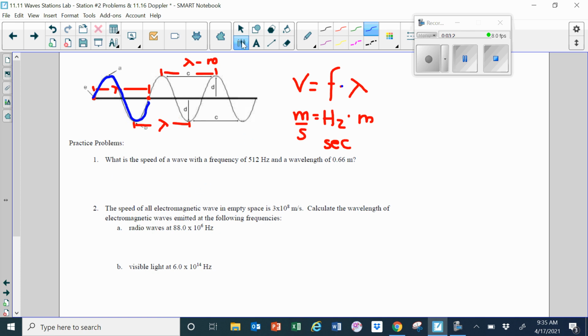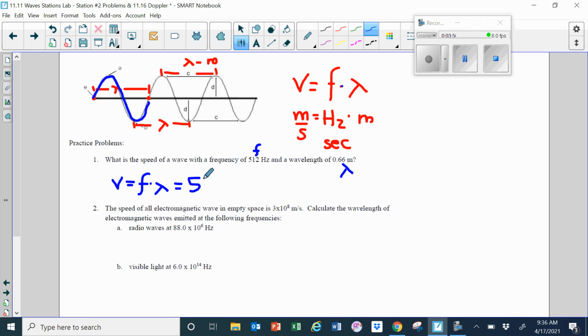So this next question says, find the speed of a wave with a frequency of 512 hertz and a wavelength of 0.66 meters. So the speed, we're dealing with magnitudes here. We're not really dealing with direction. So this is just going to be a magnitude. So the velocity equals the frequency times the wavelength. Well, this is the frequency, right? And this is the wavelength. So you just multiply these things.